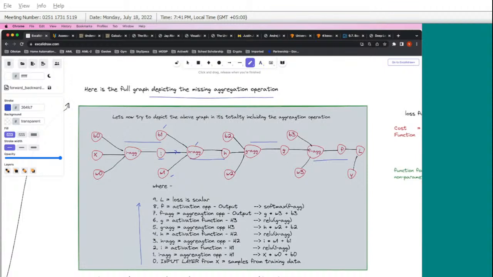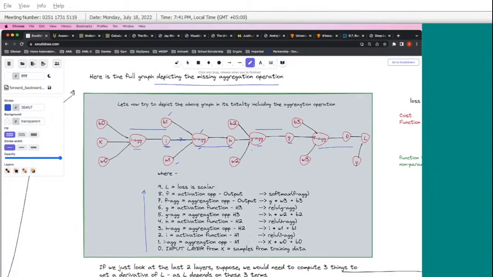Now please understand one thing. What are we doing here? This is my aggregation and this is my activation. This is my aggregation. This is my activation. This is my aggregation. This is my activation of the same function.